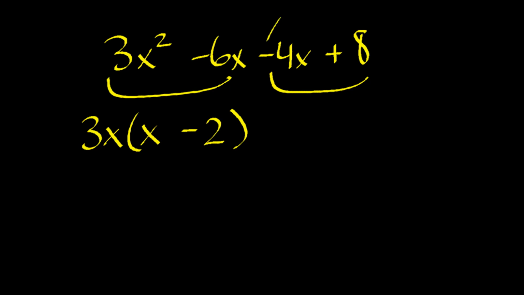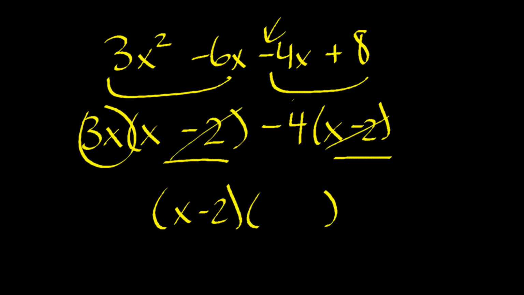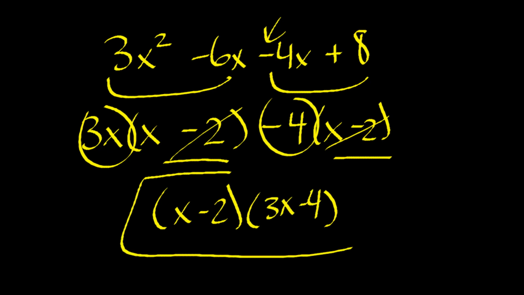Next, we have a negative on this first term, so we must factor out a negative. And 4 is the GCF of 4 and 8. Negative 4x divided by negative 4 is x. And 8 divided by negative 4 is negative 2. These two match, which is good. So we will factor out x minus 2 from both of these, leaving us with 3x minus 4. This is our final answer.